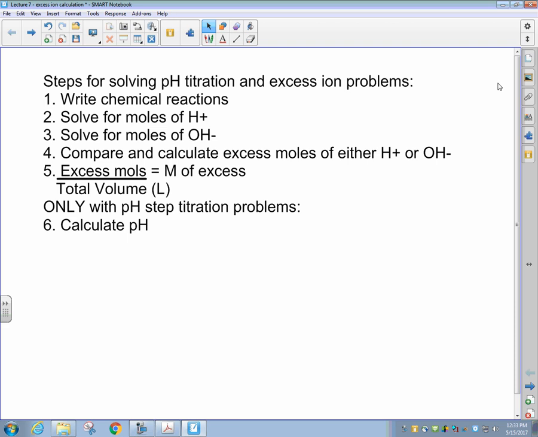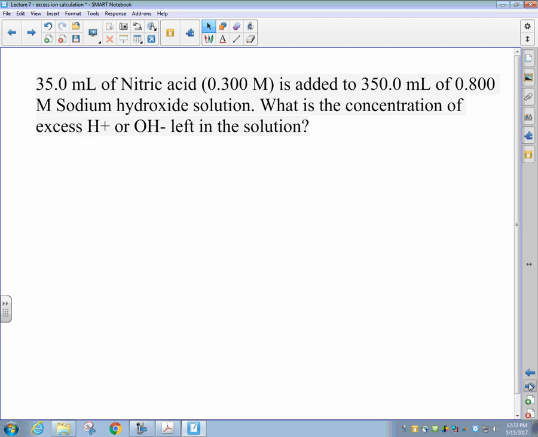As you can see up on the screen right now, we will complete steps 1 through 5 with the example found on the second page here. We have 35 milliliters of nitric acid, 0.300 molar, added to 350 milliliters of 0.800 molar sodium hydroxide. We'd like to know what the excess of hydrogen ion or hydroxide ion concentration is after the neutralization reaction occurs.